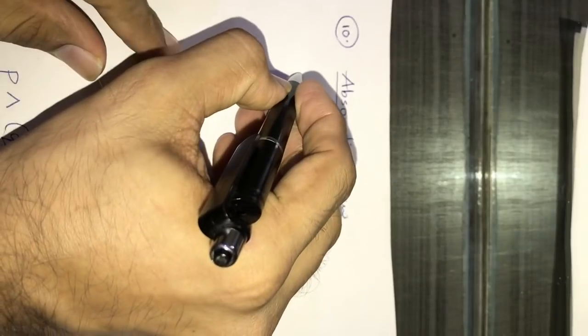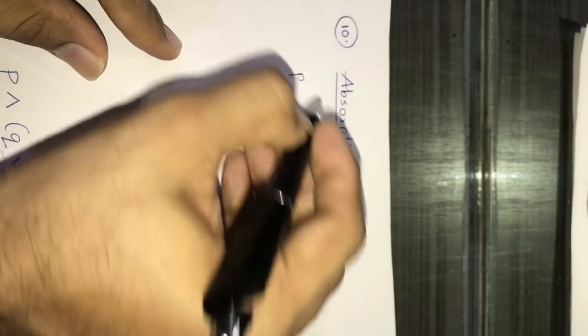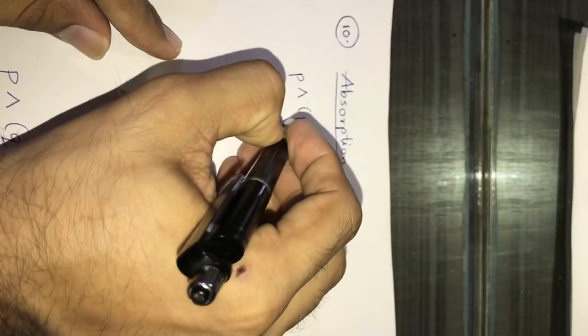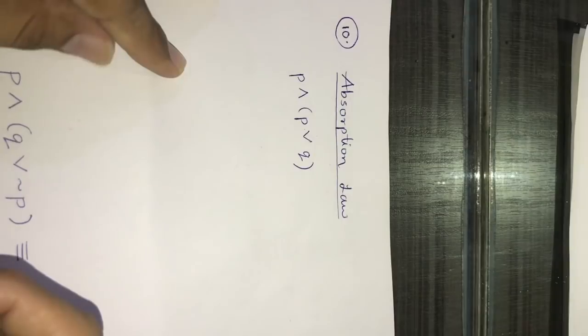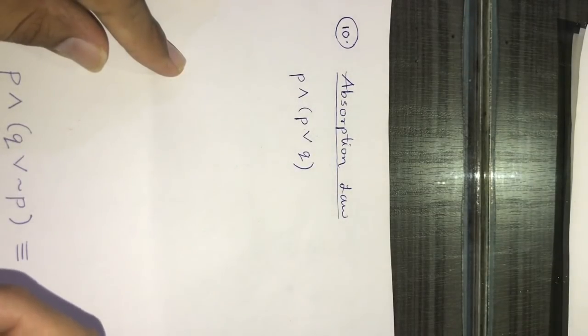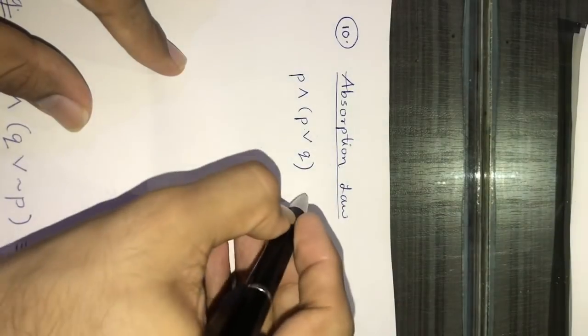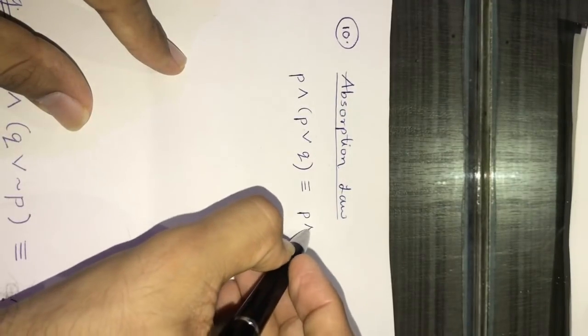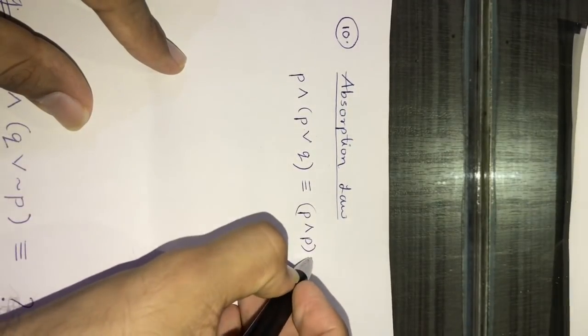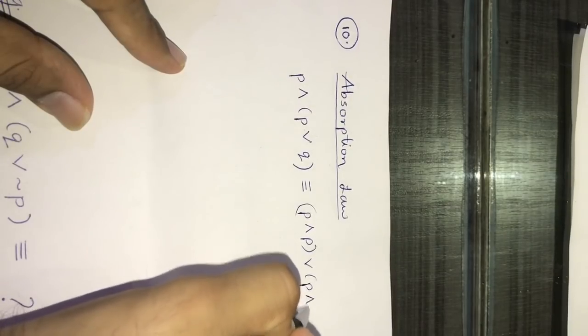The last law which we are going to go through is the absorption law. Now in the absorption law we have the statement P and (P or Q). Now looking at this law, we get a feeling, why shouldn't we use the distributive law? Let us use the distributive law. So when I use the distributive law, I say, see, inside and outside the signs are different. So I say it is P and P, or P and Q.